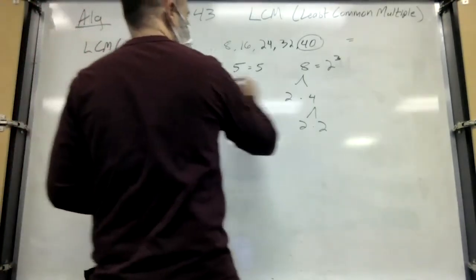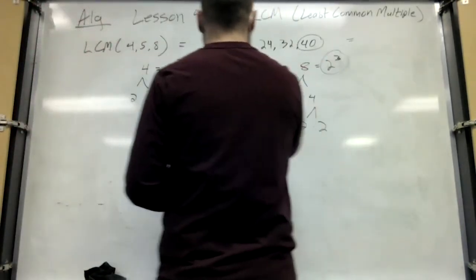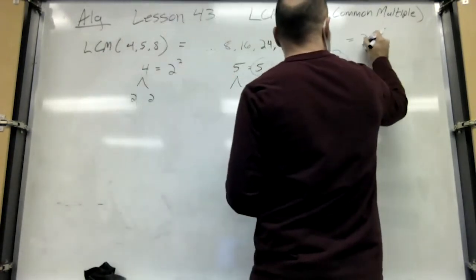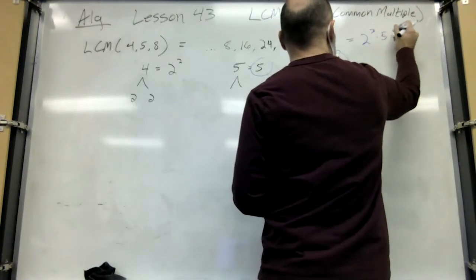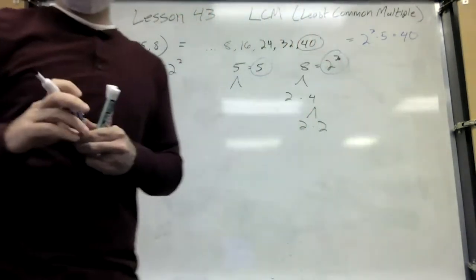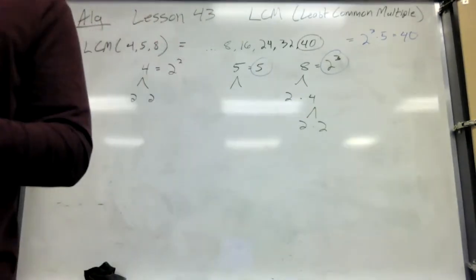There's a 2 squared and a 2 to the 3rd. And then there's a 5 to the 1st. There's no other 5, so it's going to be 2 cubed times 5, which is 40. Okay? So you're looking for the biggest exponent of each factor.